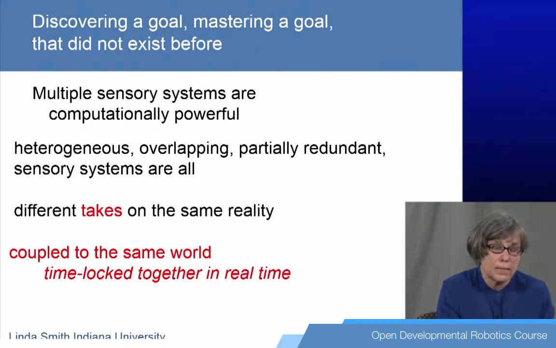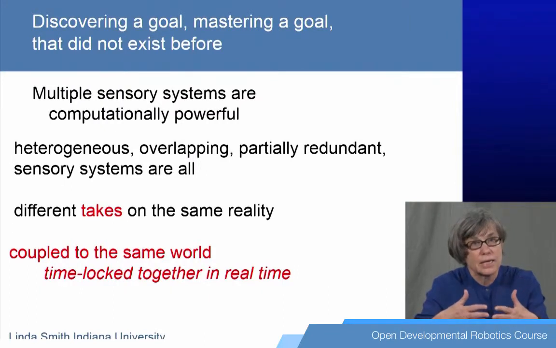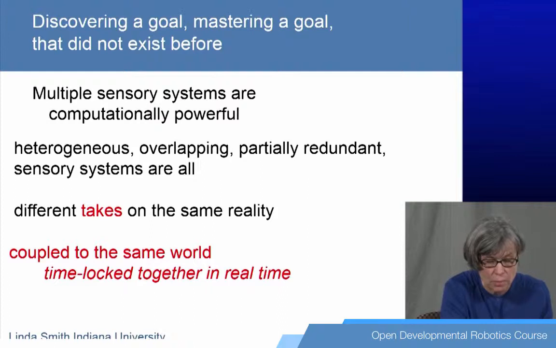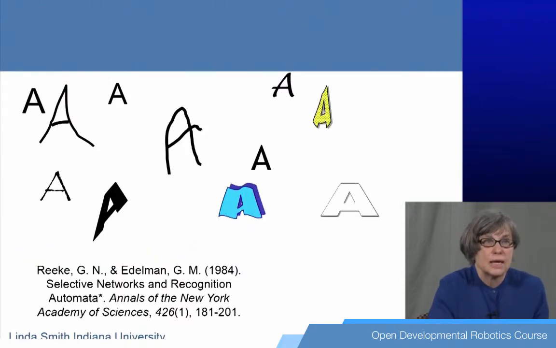The point I want to make is that having multiple sensory systems is computationally powerful. What they give you is heterogeneous, overlapping, but partially redundant takes on the same reality. And they're takes that are time-locked together in real time, tightly coupled.